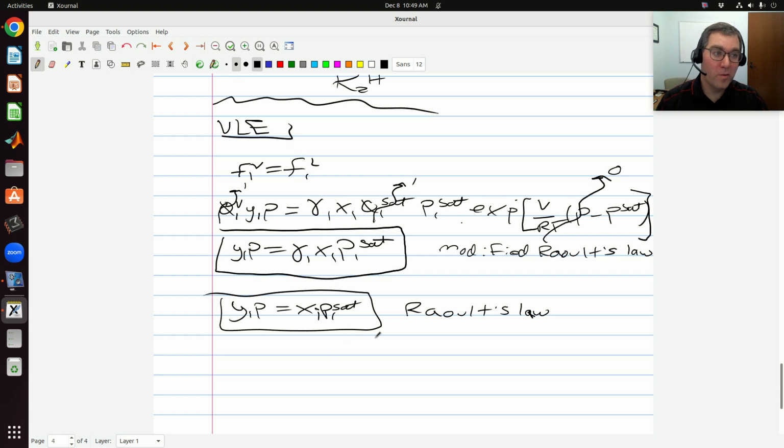And if you really want to use Raoult's law, in the drop-down menu for excess Gibbs free energy models, they've got one for Raoult's law.